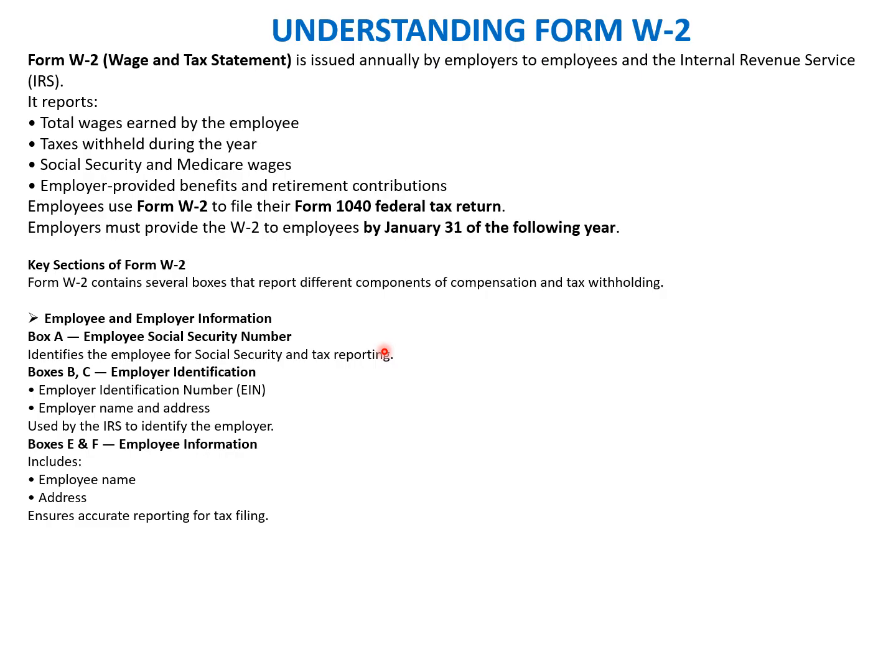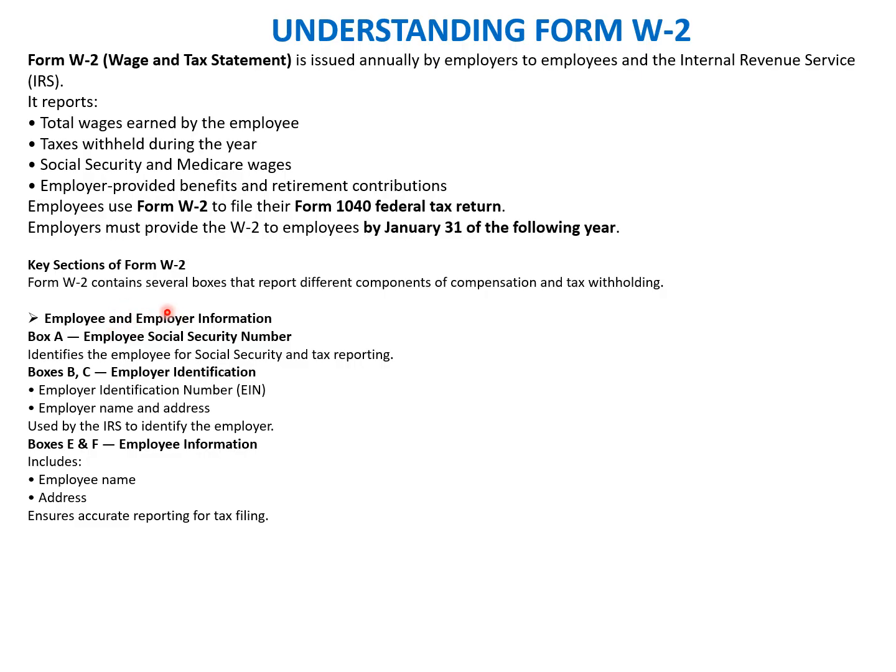which is being issued by the employer to the employee, and the same is also being filed with the federal authority, the IRS. So Form W-2 is issued annually by the employers to the employee and the Internal Revenue Service. It reports total wages earned by the employee, taxes withheld during the year, Social Security and Medicare wages, and the employer-provided benefit and the retirement contribution. So employees use this W-2 form to file their final return, which is Form 1040 of the federal tax. An employer must provide the W-2 form to the employees by January 31 of the following year.